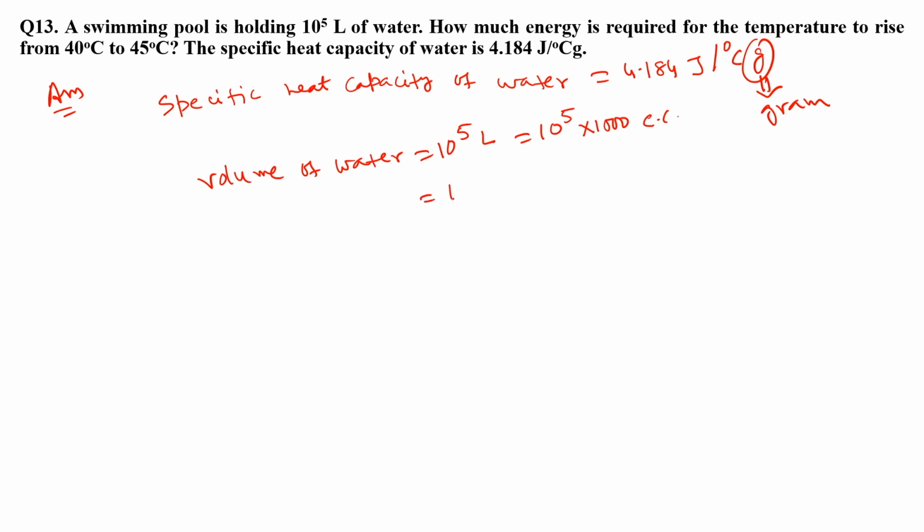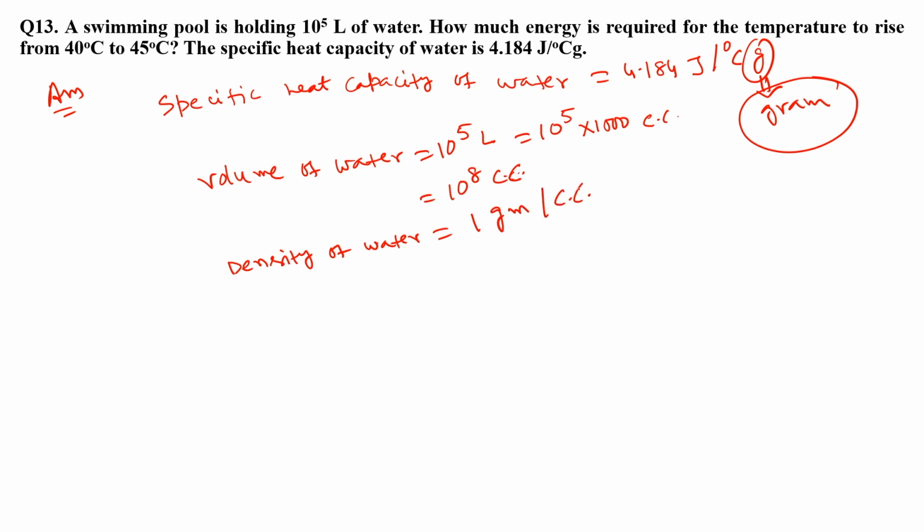Okay, so we get 10 to the 8 cc. This is the volume of water. Now, considering the density of water is 1 gram per cc, because we need to get the amount of water in gram, or weight of water, or mass of water. So we need the density. So the density of water we consider 1 gram per cc.